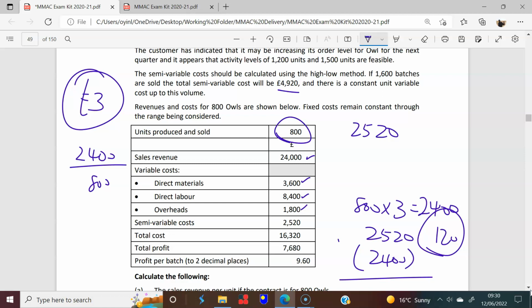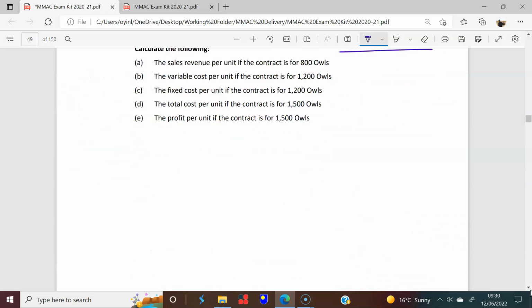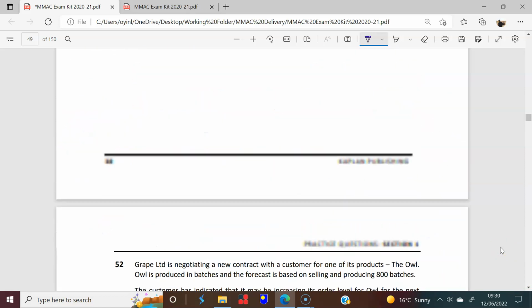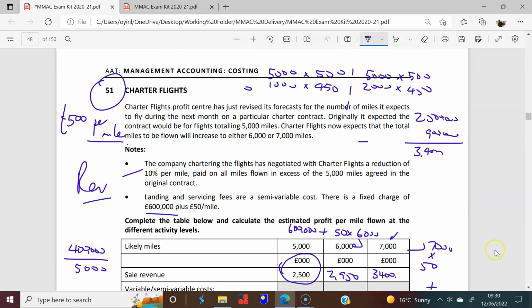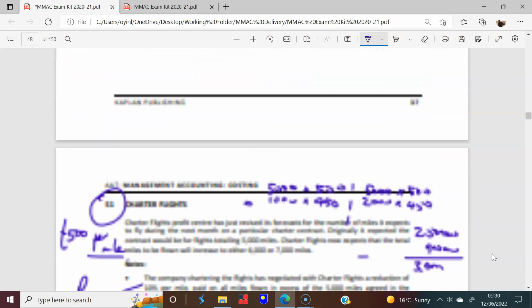So you now have your fixed element, and you can go ahead and do what you like by simply multiplying the £3 times the new sets of units that you're interested in for variable, and you can play around with that. Okay, great stuff. And that brings us to the end of the questions on cost behavior, semi-variable costs, and things like that. And then we'll move into the next set of videos on segmental reporting.